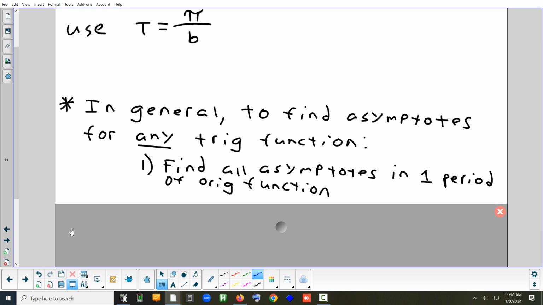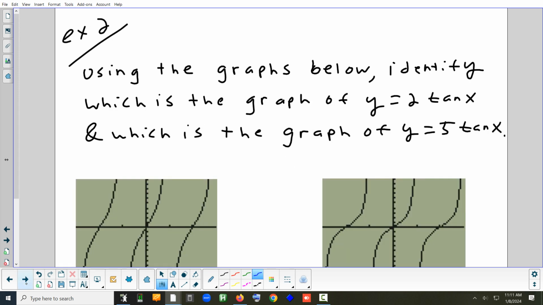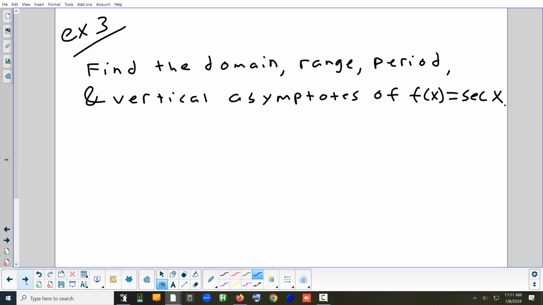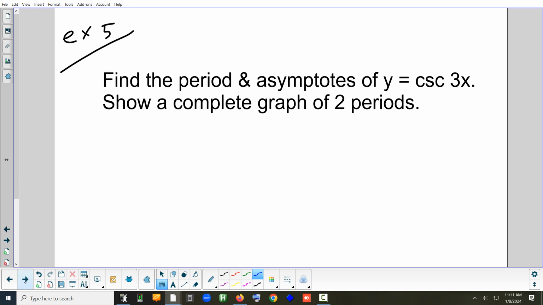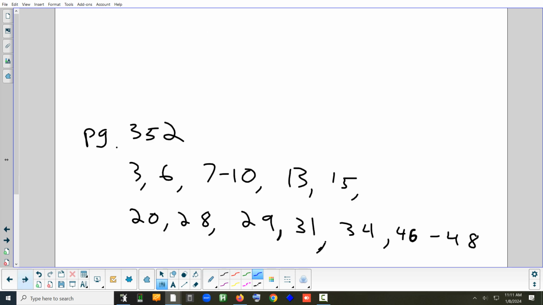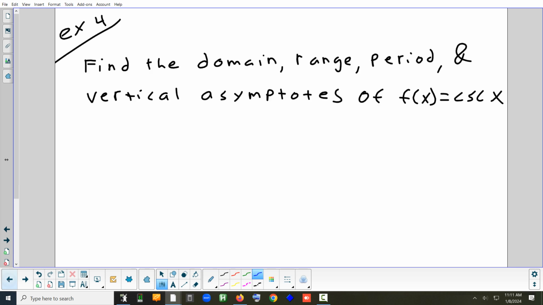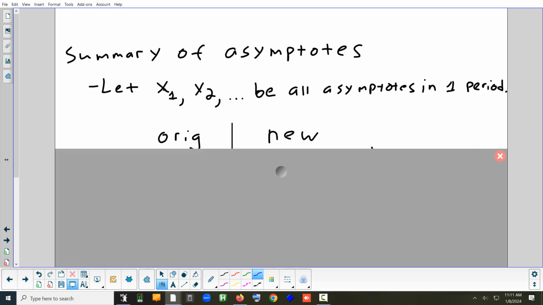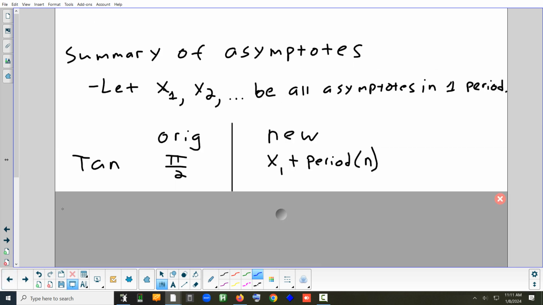So for tangent and cotangent, that is one asymptote per cycle. And I think I make a chart that describes all this in a minute. Let me just check and see if I have the chart. I thought I had a chart. Oh, there's a chart somewhere. There it is.